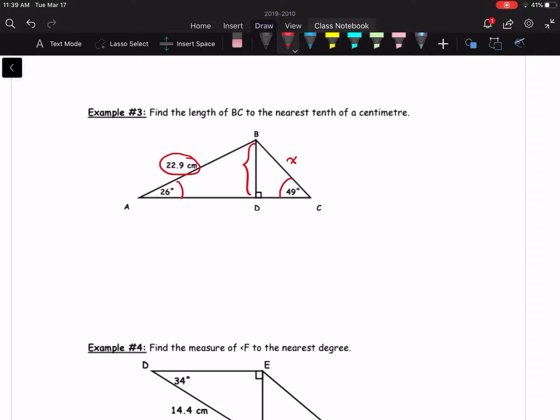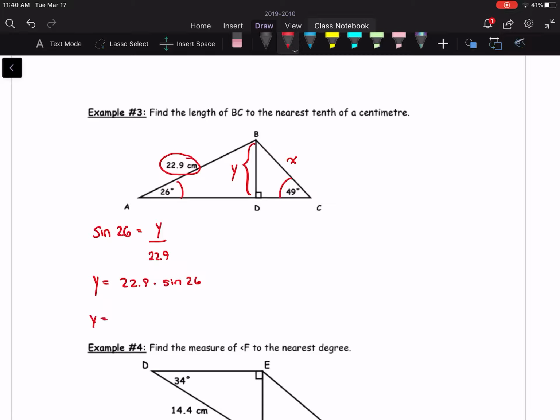Okay, so I'm going to start. I want to solve for the shared side length, which I'm going to label as just y for convenience. And so here I want to know the opposite side length, and I have the length of the hypotenuse. So I'm going to be using sine because that has the opposite and hypotenuse in it. And so this will be sine 26 degrees is opposite y over the length of the hypotenuse, 22.9. And so the length of that opposite side should be 22.9 multiplied by sine 26.